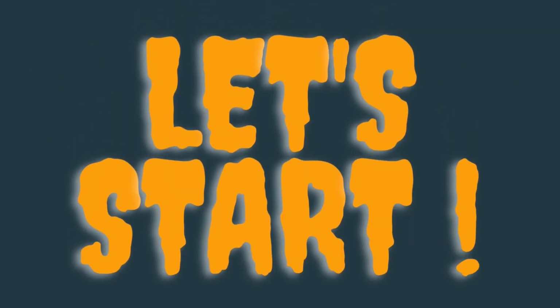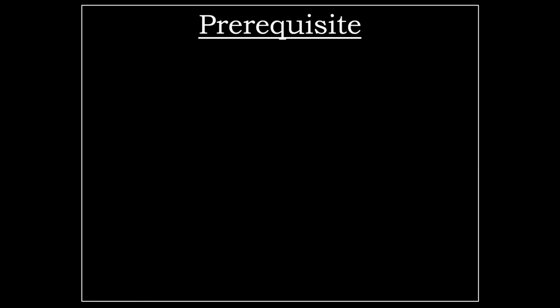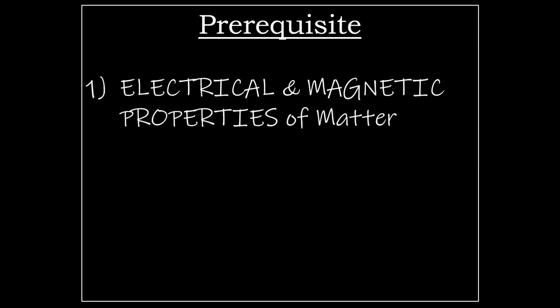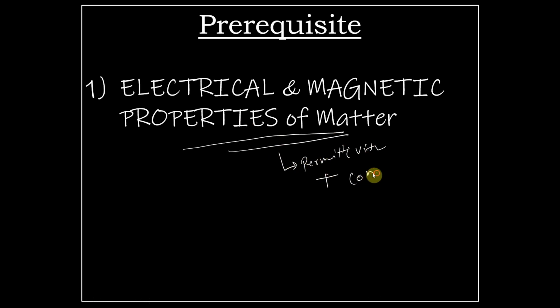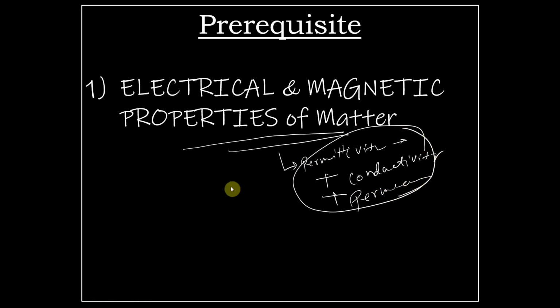Now let's jump into the discussion. Okay, so before understanding these 5 basic things, you should have some knowledge about some prerequisites, like electrical and magnetic properties of matter. What do I mean by that? So you should have knowledge about the permittivity, plus conductivity, plus the relative permeability, dielectric constant and the permeability. So I am assuming this knowledge you already have. You know what is the dielectric constant, what you mean by relative permittivity.